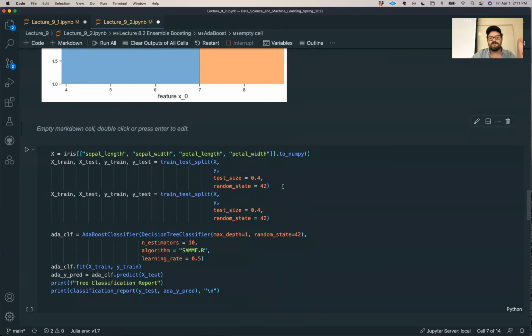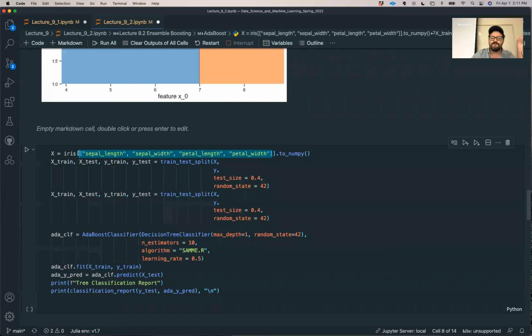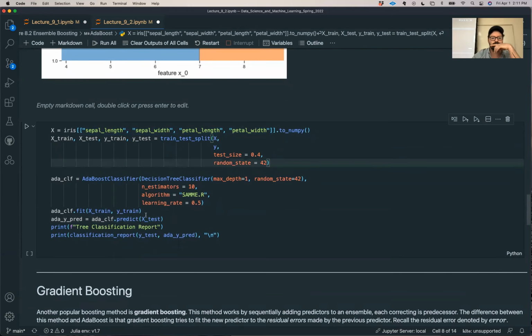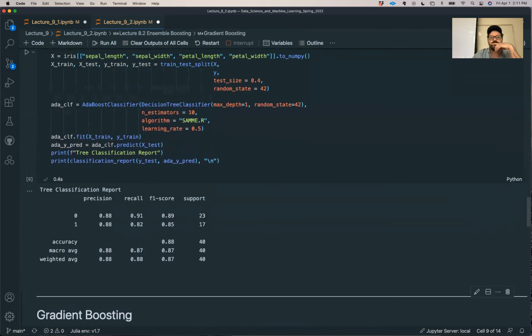Okay, so let's see how this behaves when we have 4 features to look at. Okay, everything should be the same. I don't know why test train split occurs twice. There, fit it, look at the report, 88%. So that's close to the best we saw with the other types of learners, right?